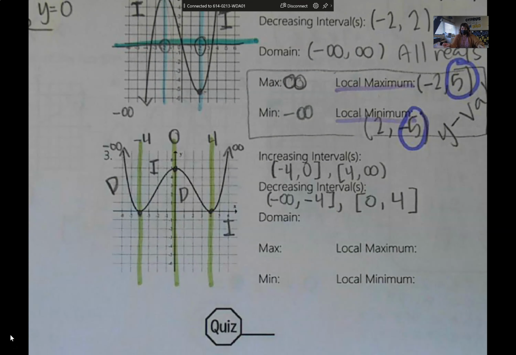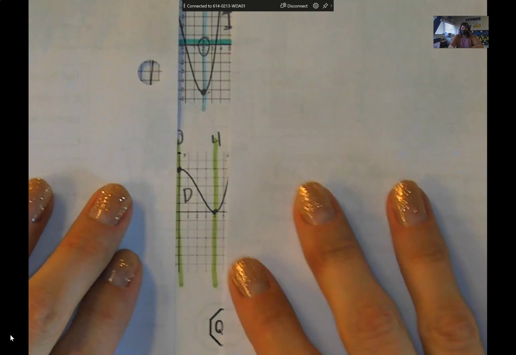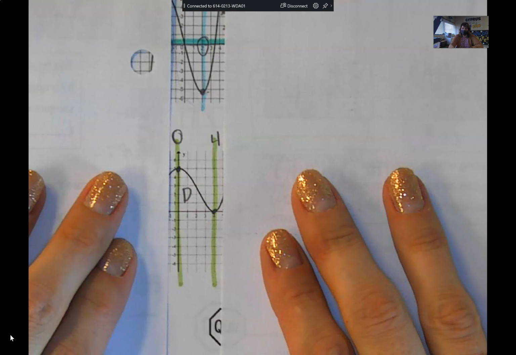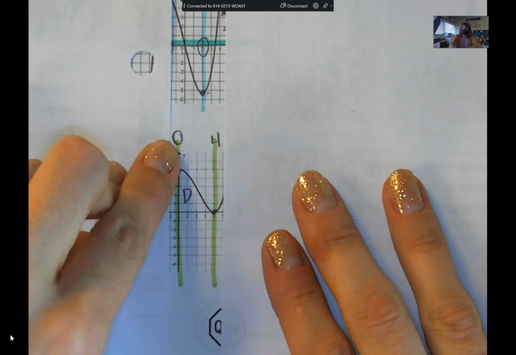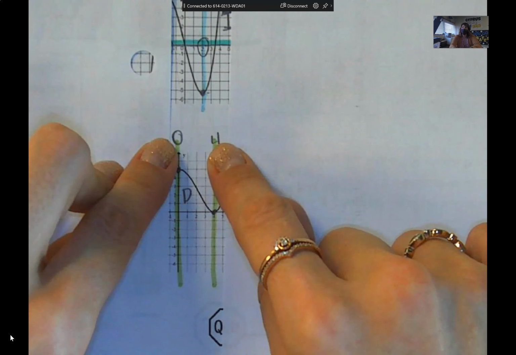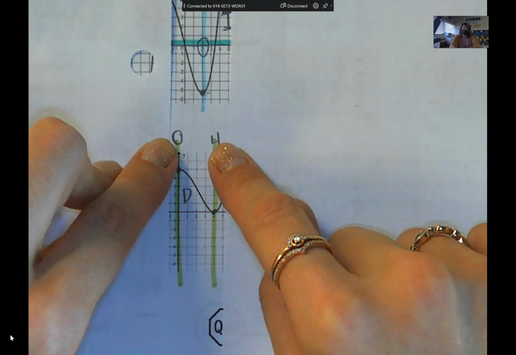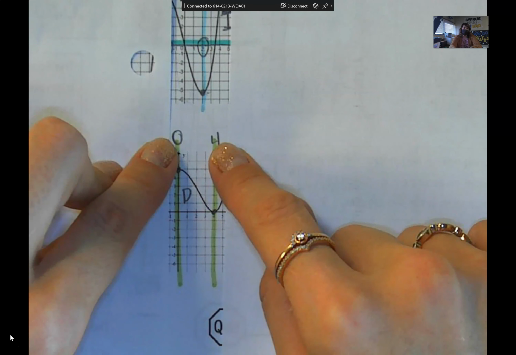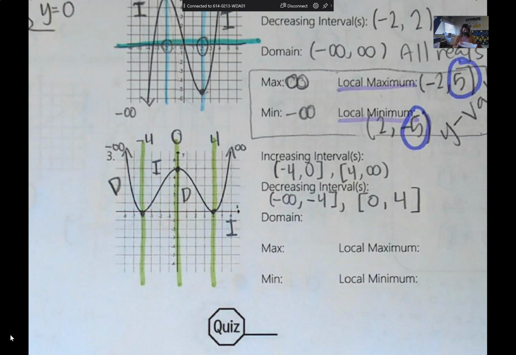let me pull out my papers. Where are we at on the X? Starting at 0 and going to 4, your function is decreasing. Do you see what happened there? Are you sure? Okay, it's a good thing we're going to do more of these.